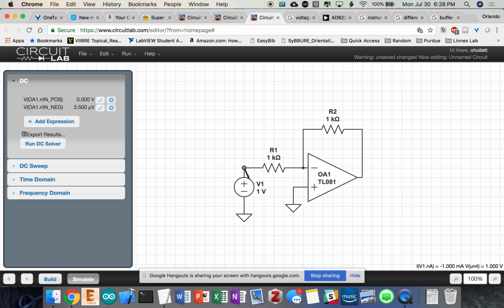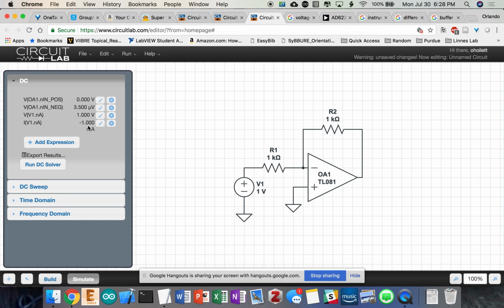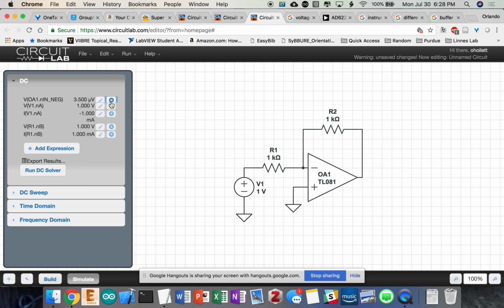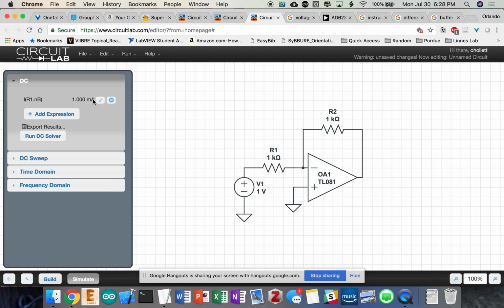Yeah. All right, and so it's going to be 1 volt minus 0, or 3.5 microvolts or whatever, divided by 1 kilo ohms. And that's going to be around 1 milliamp. And so that's what we get here. It should be positive. This is the way. Does that make sense?